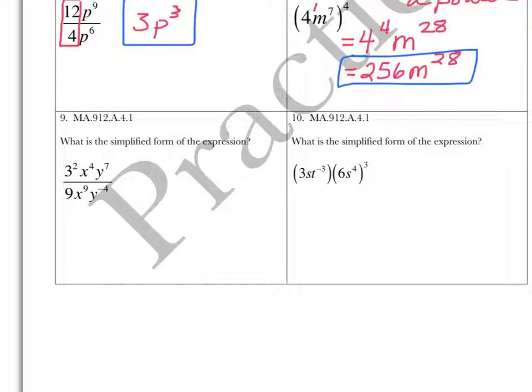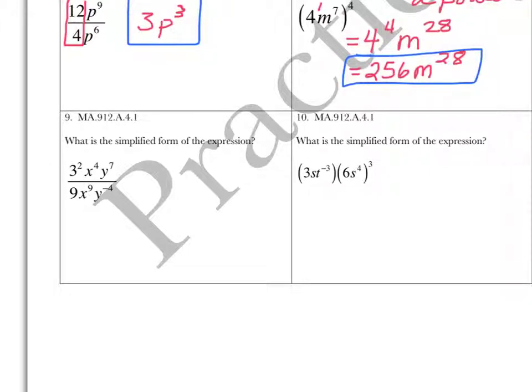All right, number 9 is another quotient rule problem, but in this quotient I see that there is something going on here with this 3 squared. So I'm going to take care of the 3 squared and make it 9. So I'm just going to simplify it. x to the 4th, y to the 7th, over 9x to the 9th, y to the negative 4.